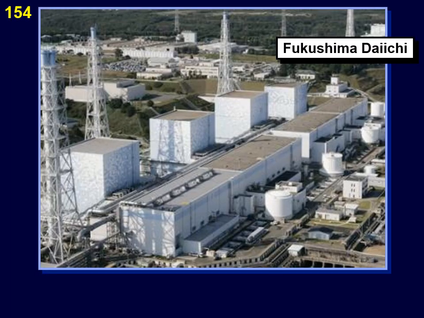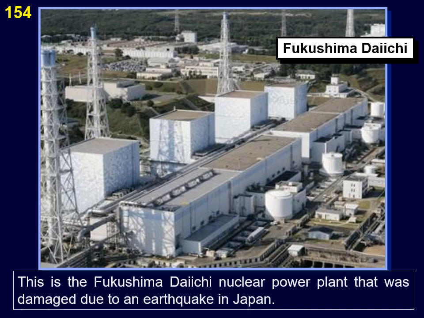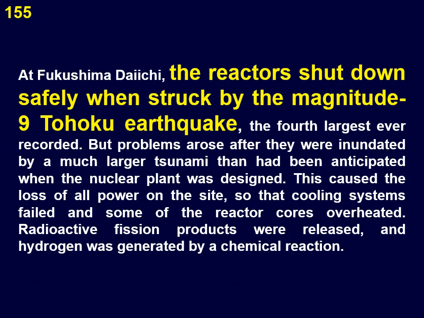This is the Fukushima Daiichi nuclear power plant that was damaged due to an earthquake in Japan. At Fukushima Daiichi, the reactors shut down safely when struck by the magnitude 9 Tohoku earthquake, the fourth largest ever recorded. But problems arose after they were inundated by a much larger tsunami than had been anticipated when the nuclear plant was designed. This caused the loss of all power on the site, so that cooling systems failed and some of the reactor cores overheated.